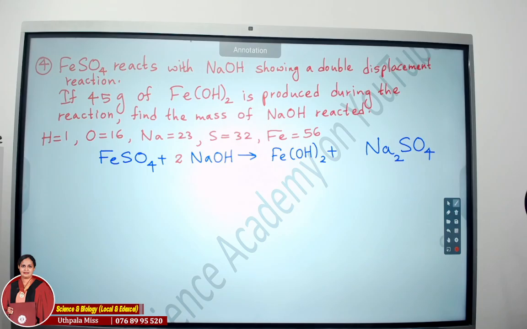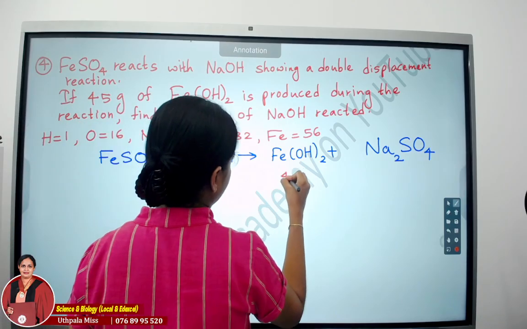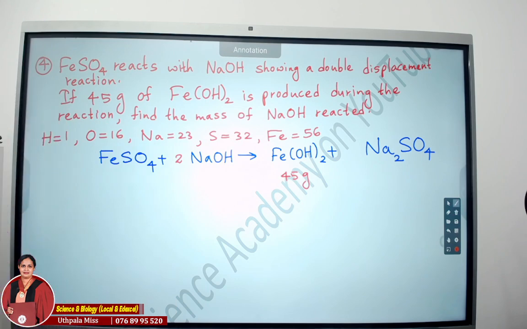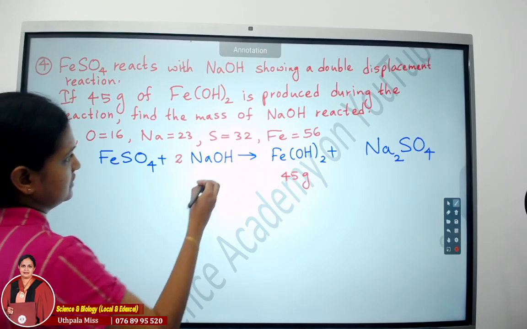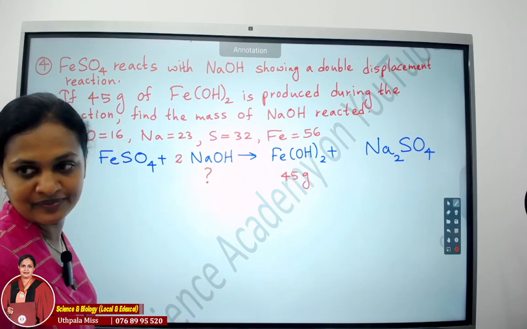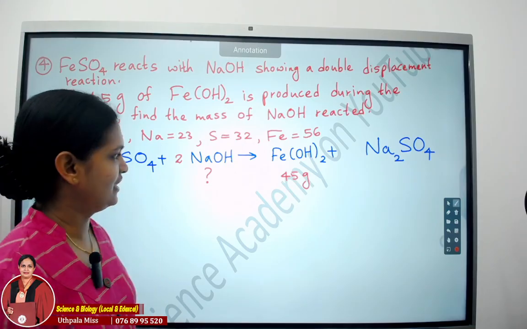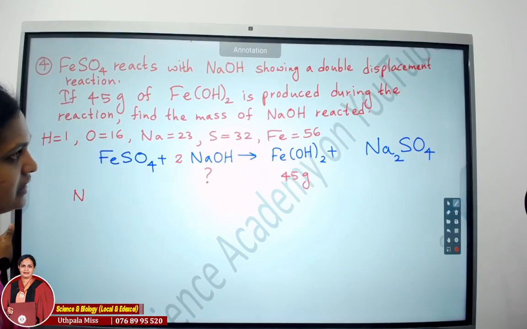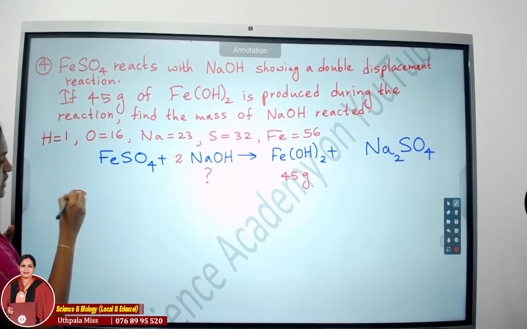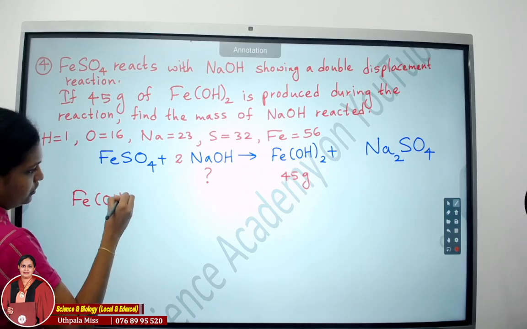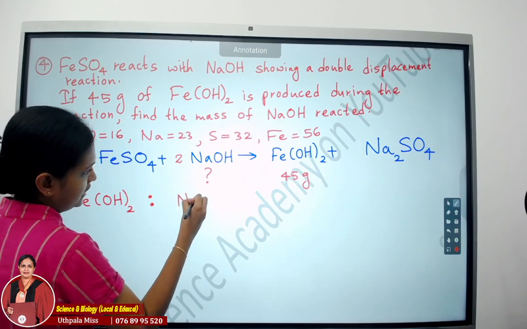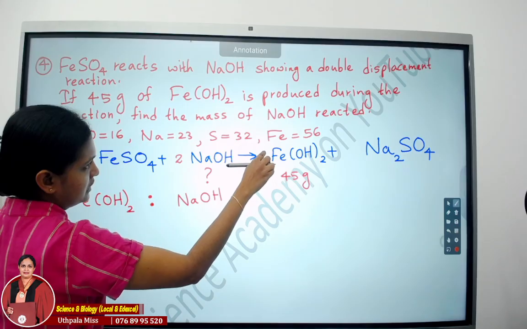Again, 45 grams of FeOH twice is produced during the reaction. 45 grams of ferrous hydroxide is produced. Find the mass of sodium hydroxide reacted. එක තමයි අහන්නේ. Then එතකොට the molar ratio. මම මෙතනින් ලියා ගන්නවා. Ferrous hydroxide FeOH twice is to sodium hydroxide, the molar ratio is මේ මෙතන තියෙන number 1.